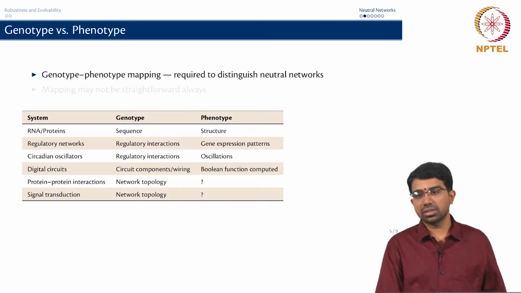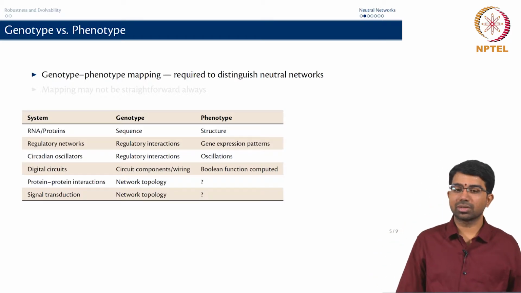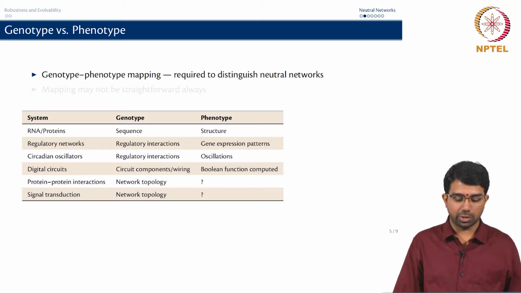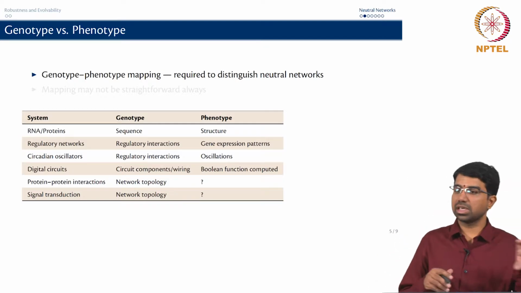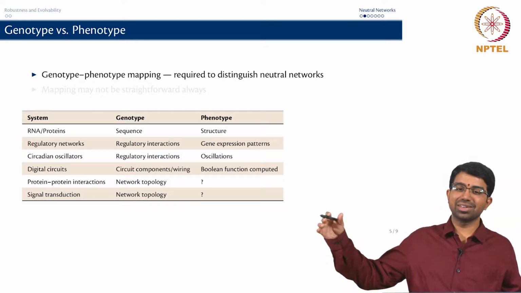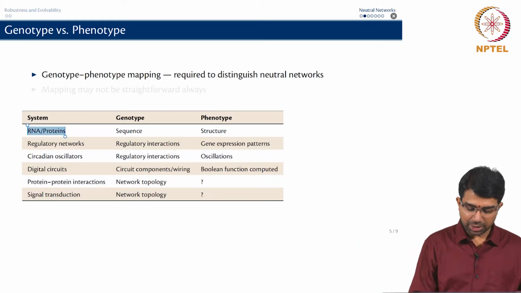So, let us first understand the genotype phenotype mapping, because that is central. If you have to think about what a neutral network means and so on, you need to have a mental picture of what is a genotype and what is a phenotype. A very straightforward example of genotype and phenotype is sequence and function. Function is usually harder, so maybe sequence and structure as you see here. For RNA or proteins, you can think of sequence being the genotype and structure being the phenotype.